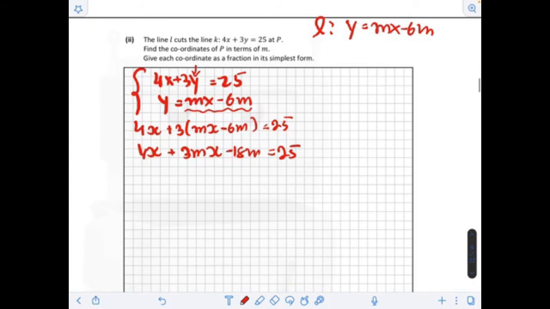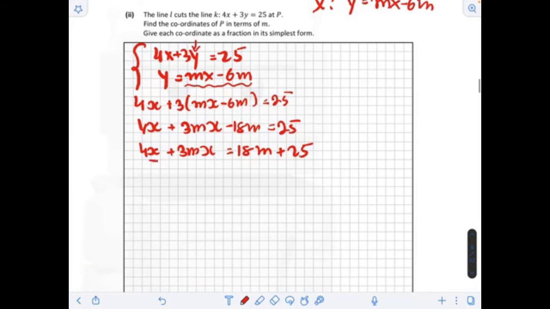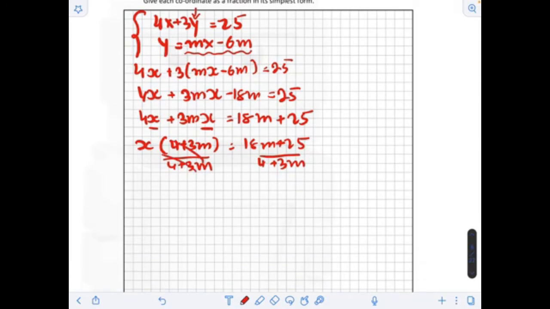I'm looking for x, so anything with x is going to stay on the left-hand side, and everything else goes to the right-hand side. So I'm adding 8m to both sides. At this stage I want to leave x on the left-hand side, so I need to factorize by x in order to get rid of the coefficients. And I will divide both sides by 4 plus 3m. So the final answer for x is 18m plus 25 over 4 plus 3m.